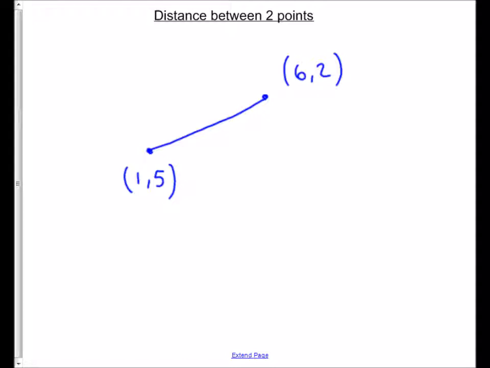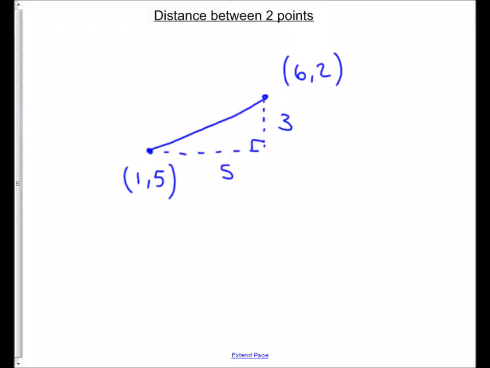The trick here is to think of it as a right-angled triangle. And we're looking for the hypotenuse of the right-angled triangle. So if I can find the other two sides, I can then use Pythagoras. How long's the bottom bit? Well, I'm starting at 1, I'm going up to 6, so I'm going across 5. What's the side? Well, I'm starting at 5, I'm going down to 2, so I'm going down 3. So the length of the side is 3.